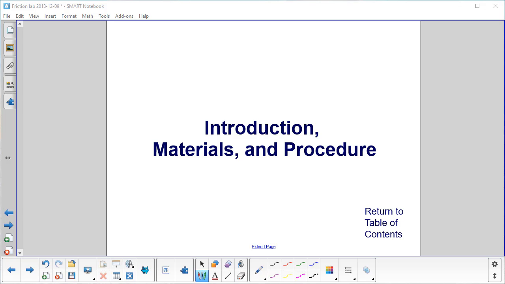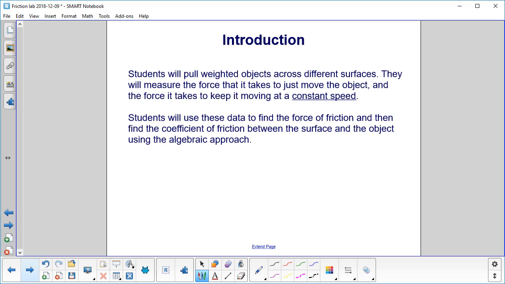Introduction, Materials, and Procedure. Students will pull weighted objects across different surfaces. They will measure the force that it takes to just move the object and then the force it takes to keep it moving at a constant speed, which means your acceleration is 0. Students will use these data to find the force of friction and then find the coefficient of friction between the surface and the object using the algebraic approach.